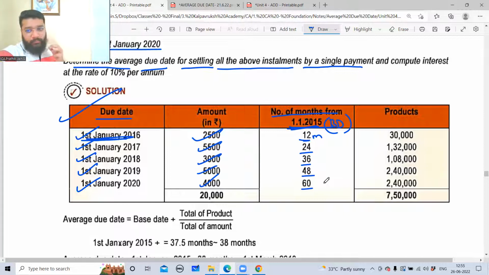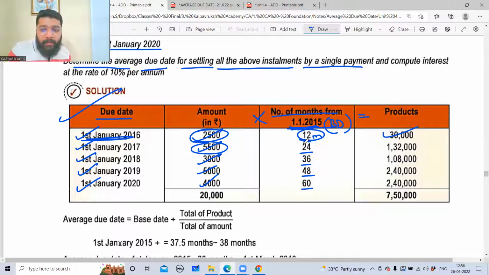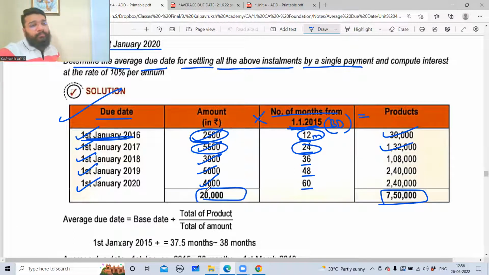Done till number of months, guys. Then very simple, amount into number of months from the base date will give you the product. So 2500 multiplied with 12 months, you'll get 30,000. 5500 multiplied with 24, you'll get 132,000. Like that, if you multiply, you'll get the total product. And you have the total amount.